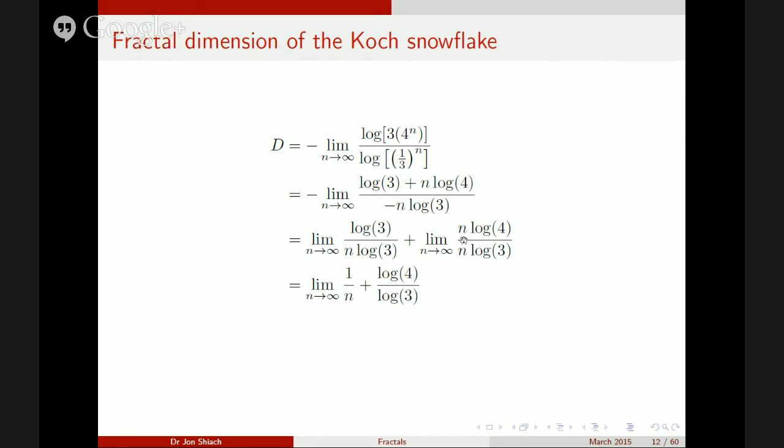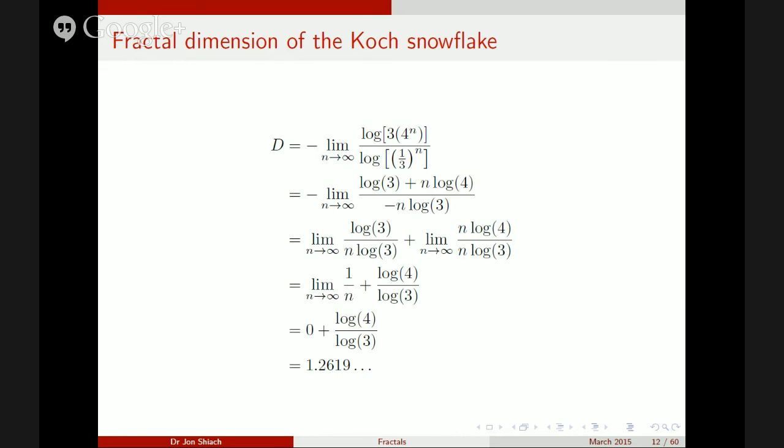The second one, we end up with n over n. Now, if we divide both top and bottom by n, you just get log 4 over log 3. So there's no n involved there. That gives us our limit. So in other words, the fractal dimension of the Koch snowflake is just 1.2619. So what does that mean?